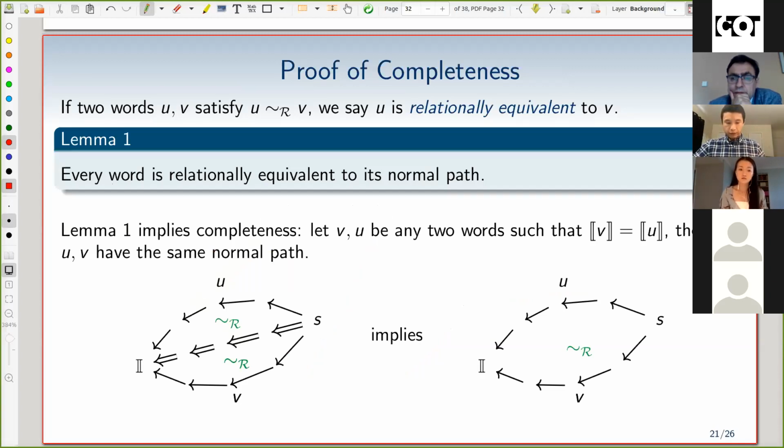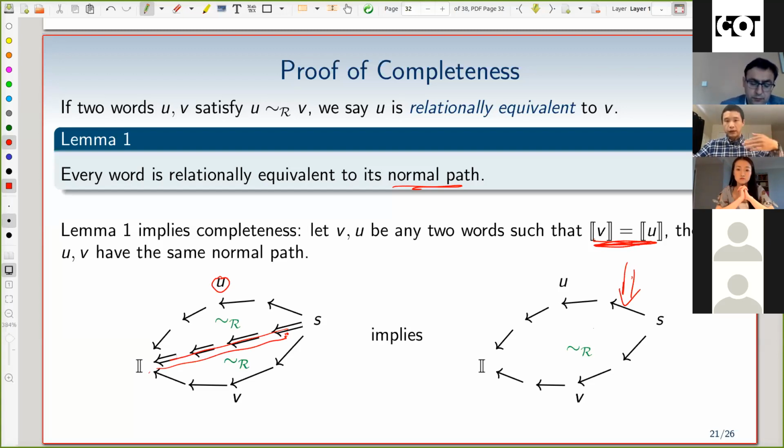So we use this Lemma 1. Lemma 1 says every word is related to its normal form. So U is related to its normal form, its normal path. We'll show the lemma later. But Lemma 1 implies completeness: to show completeness, we have two words with the same semantics. Having the same semantics means having the same matrix. So you input the matrix into the exact synthesis algorithm and you get the same output, the same normal path. So U is related to this normal path, V is related to the normal path, and that implies U is related to V. That means completeness.